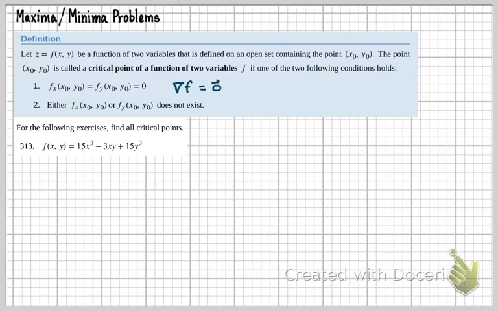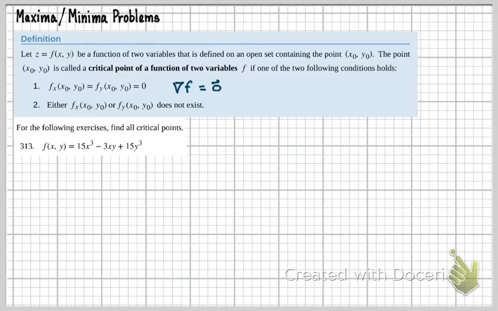Or for the second condition, either the partial of f with respect to x or the partial with respect to y does not exist. Just as I was talking about in Calculus 1, because we're dealing with multivariable calculus, we have two components to consider here, the partial with respect to x and the partial with respect to y, instead of just one derivative when we're in Calculus 1 with two-dimensional planes.